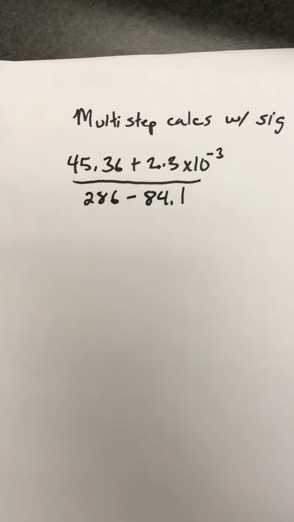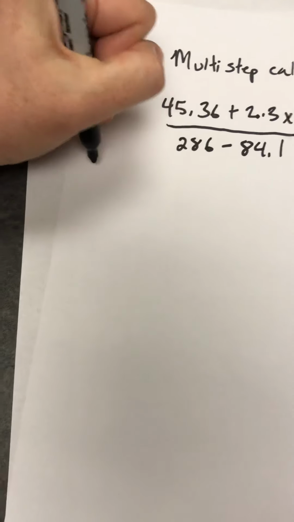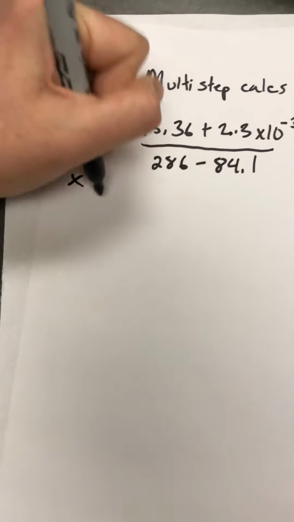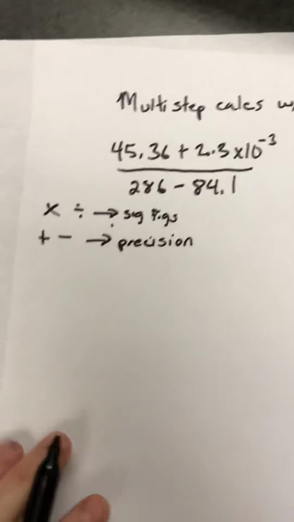So step number one is kind of follow PEMDAS, but we also have to remember that when you multiply or divide, we look at sig figs. But when you add or subtract, then we're looking at precision. In other words, do we know the number to the tens place, the ones place, the tenths place, the hundredths place, etc.